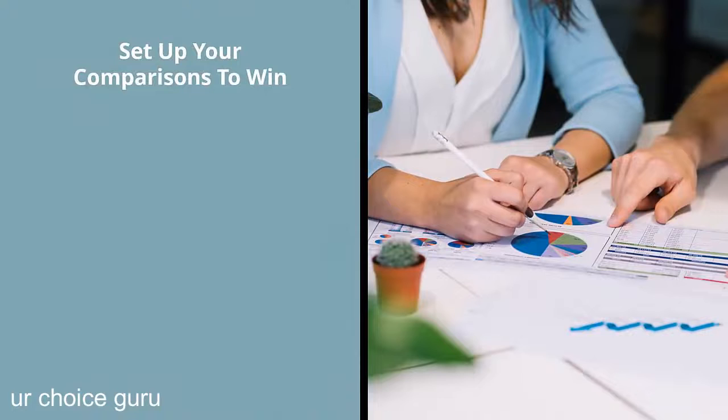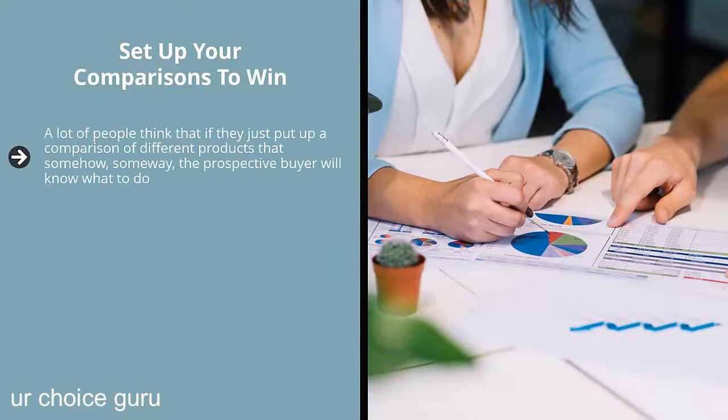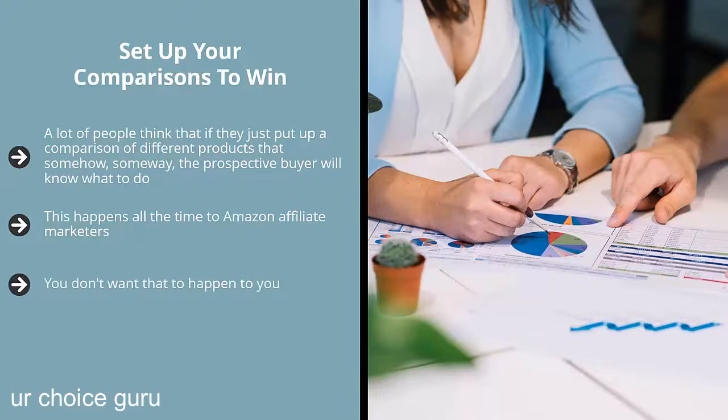Set up your comparisons to win. A lot of people think that if they just put up a comparison of different products that somehow, some way, the prospective buyer will know what to do. Well, chances are they'll get pieces of information from your comparison chart and buy somewhere else. This happens all the time to Amazon affiliate marketers. It's really sad that they do all the heavy lifting and research, only to end up with a whole lot of nothing because their prospective customers spend their hard-earned dollars somewhere else. You don't want that to happen to you.